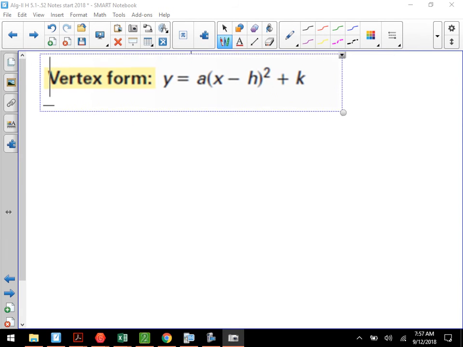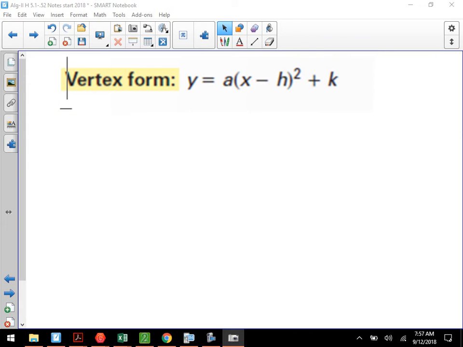Vertex form. H and K. Horizontal, vertical. H's and K's. The value of A here again allows us to tell whether it is up like a cup or down like a frown.